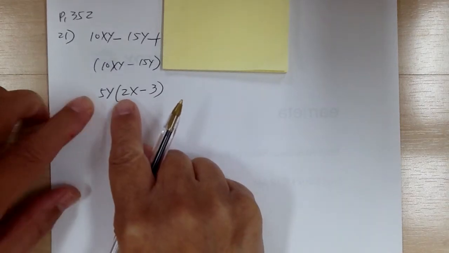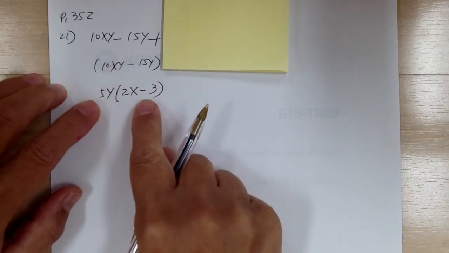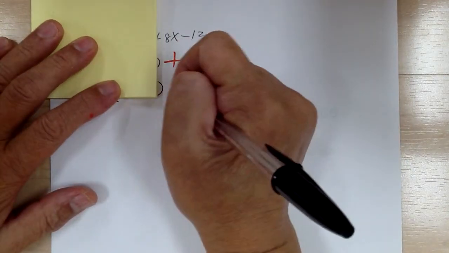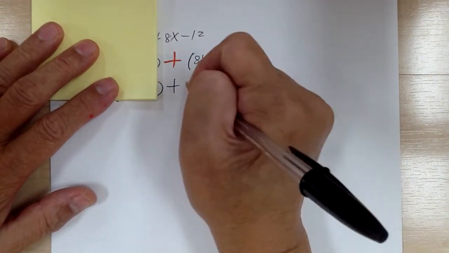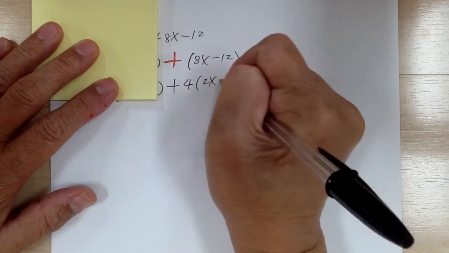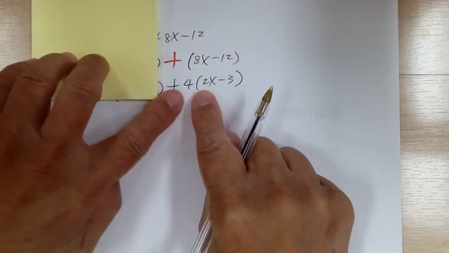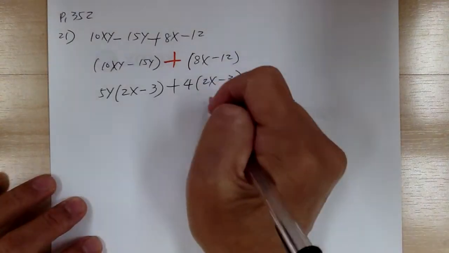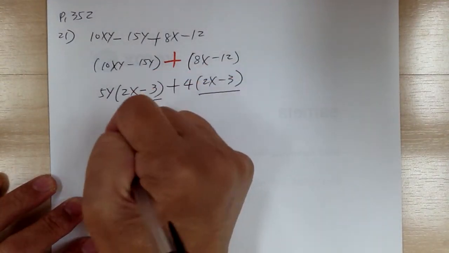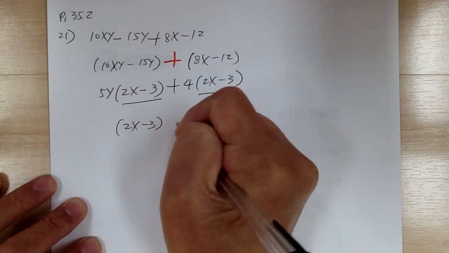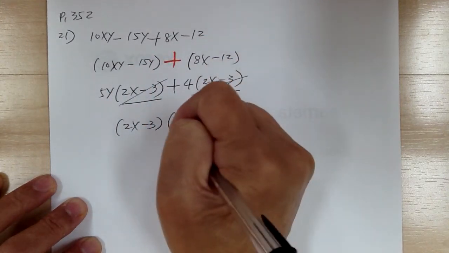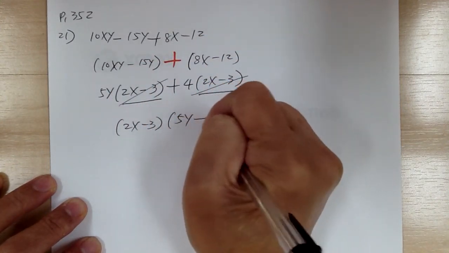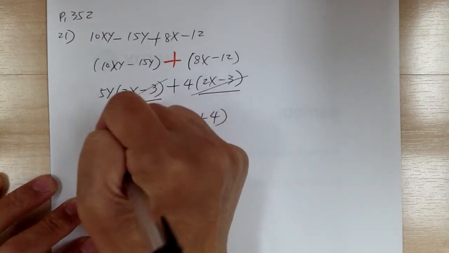Again, double check. So this will give you 10xy, check, minus 15y. Okay. You can always do a quick check. Okay. So plus, this one can factor the 4. So it'll be 2x minus 3. You can double check. So it'll be ax minus 12. Okay. Now over here, you got 2x minus 3, 2x minus 3. So factor it out. So this is gone. So you're going to get 5y plus 4. Okay, and that's it.